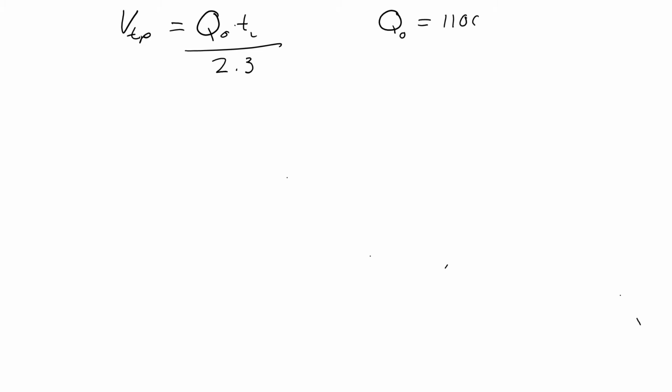Okay, let's say the discharge at the start of a base flow recession was 1,100 meters cubed per second. Okay? This would actually be a pretty big stream to have that sort of discharge.